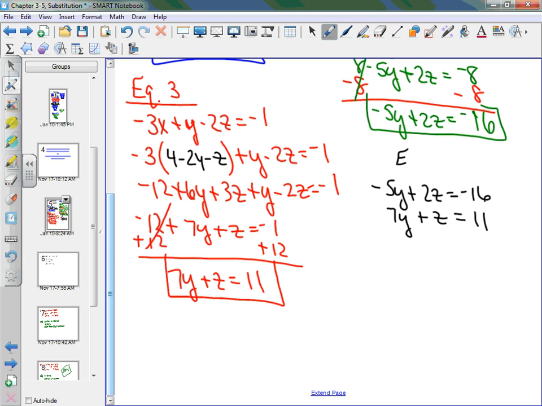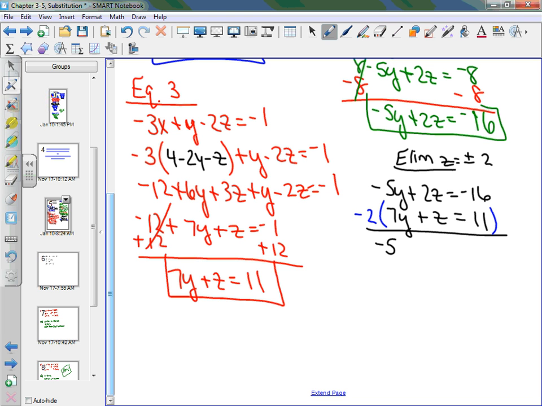So if elimination would probably be easiest, what am I eliminating? Y or Z? Z. If I'm eliminating Z, what do I need? I need a plus or minus 2. Do I already have a positive 2Z? I do. So what else do I need? I need a negative 2Z. So I'm going to multiply this one by negative 2.